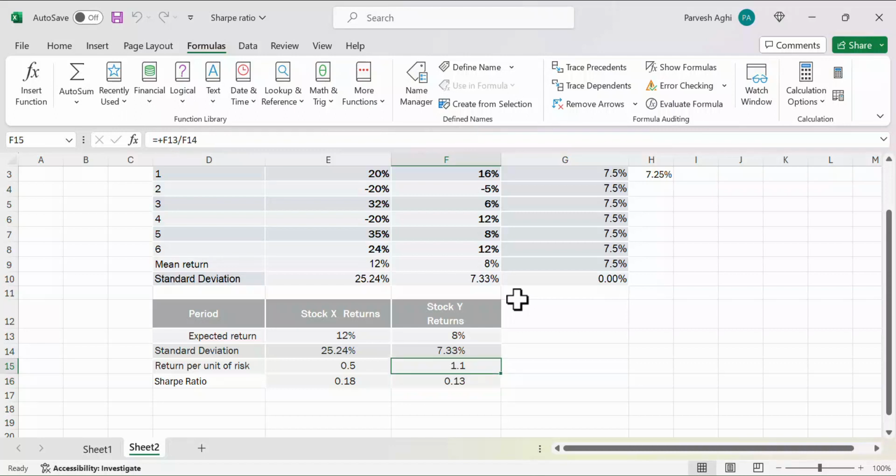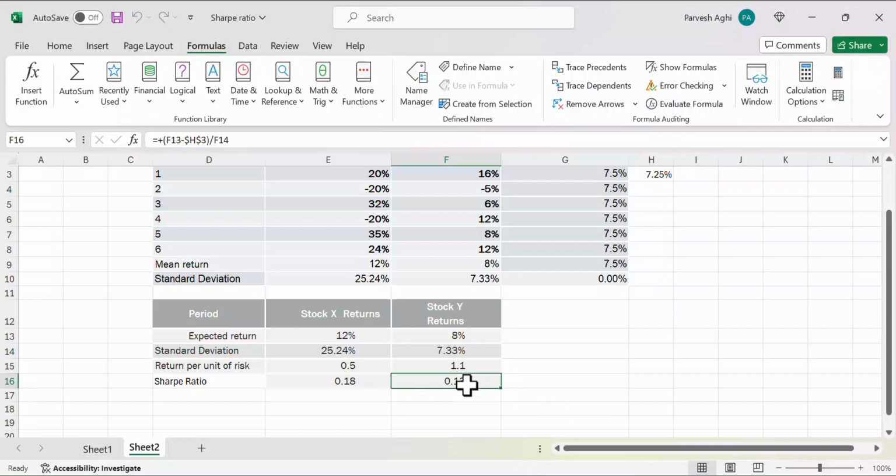Because by putting money in a government bond, you're getting 7.25. Here you're getting only 8. So you are getting only 0.75 more, isn't it? Fine. So let me just check whether the formula here is okay. F14. The formula is absolutely right, but it is giving you a different kind of picture, isn't it? The Sharpe ratio.